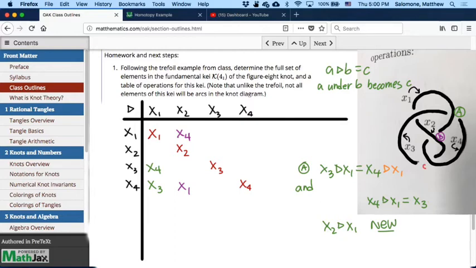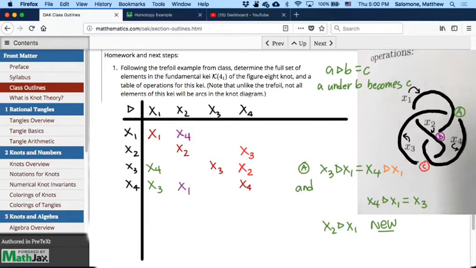Let's go to this one on the bottom. What's happening at crossing C? x3 triangle x4 equals x2. 3 under 4 becomes 2, yes. So that goes here. And what else? And then now x2 triangle x4 is x3. 2 under 4 becomes 3. Great. So we have 3 out of 4 entries in that 4th column.